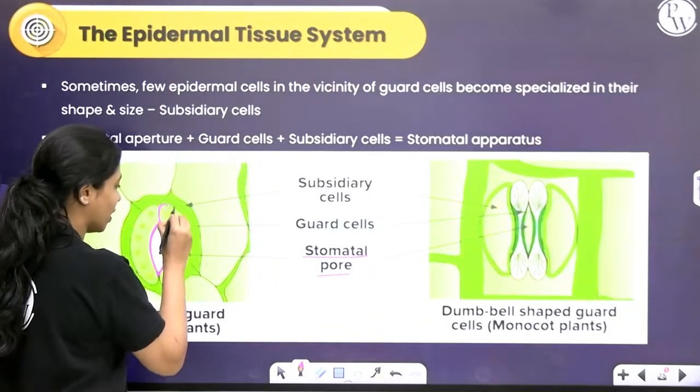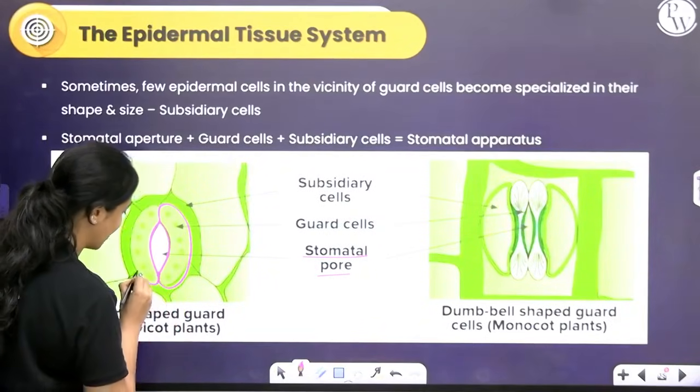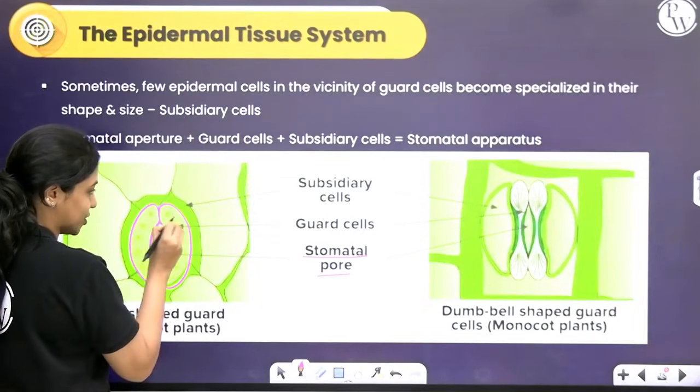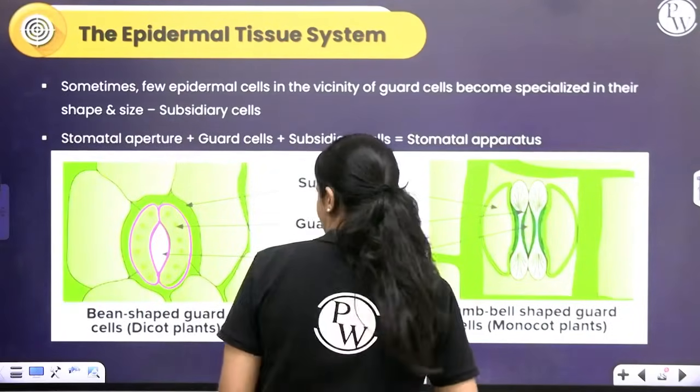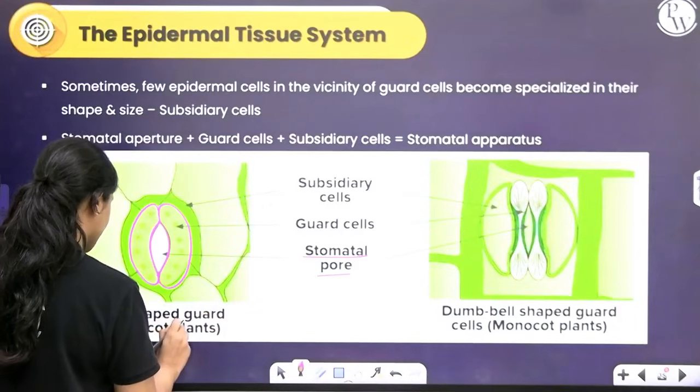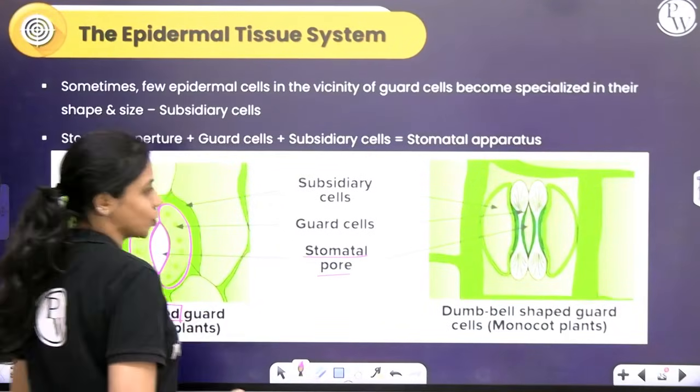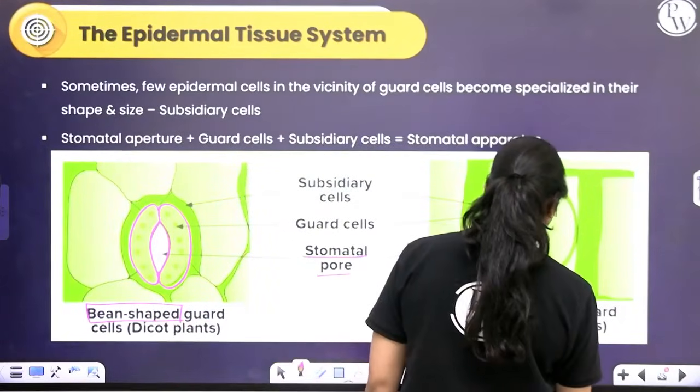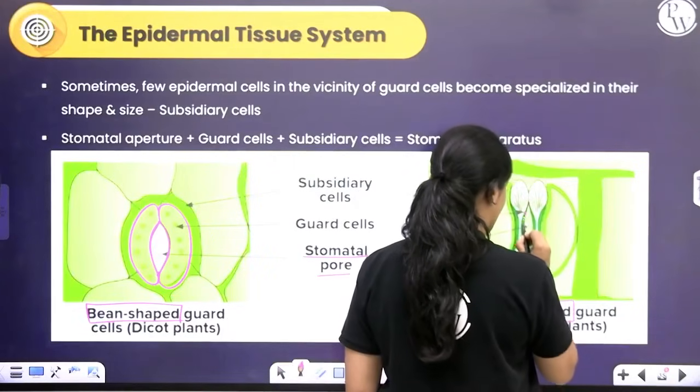I am going to outline the two guard cells in pink color here. These two are the guard cells. In dicots, you can see that the guard cells are bean shaped like I just showed you now. When you consider monocots, they are dumbbell shaped.